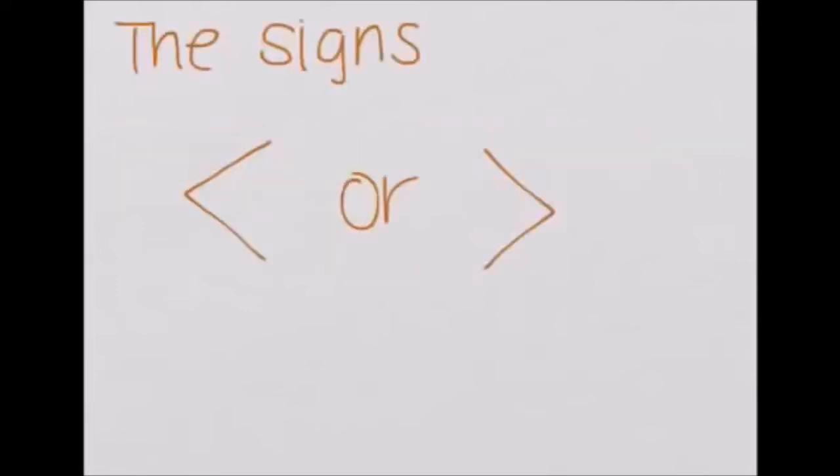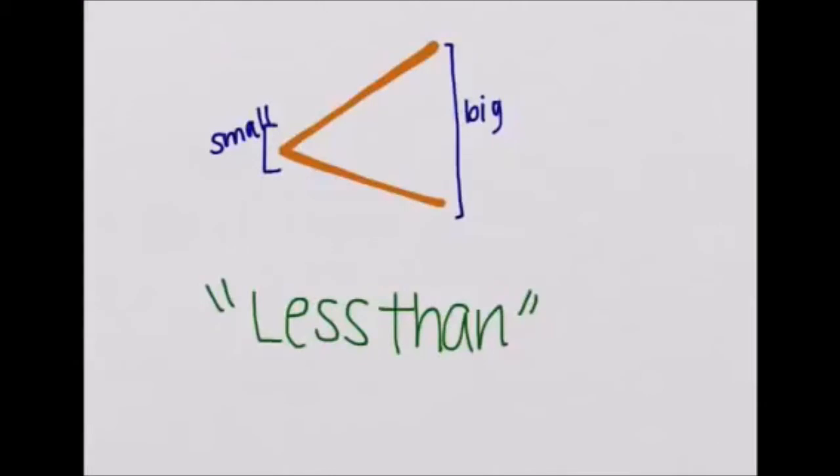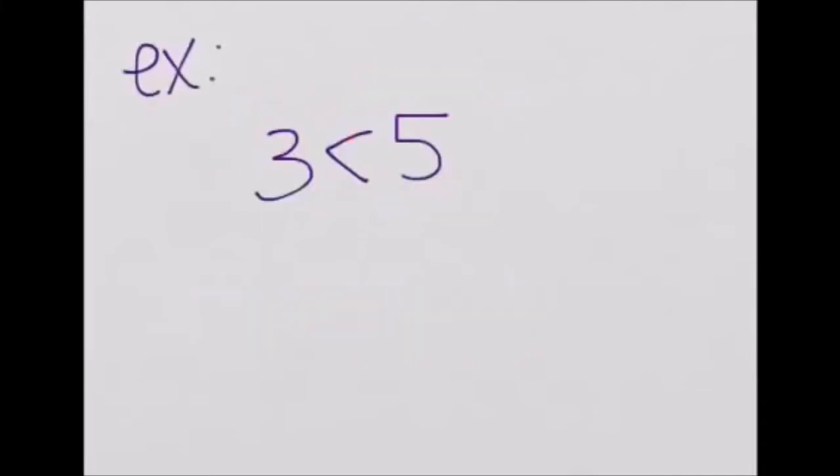Well, let's see. There are two signs for inequalities, either this sign or this sign. Let's look at what each sign means. This sign means less than. A good way to remember that's less than is that this side is small, this little tiny pointy edge, and this side is big. So less than is when this side is small. So for example, 3 is less than 5.